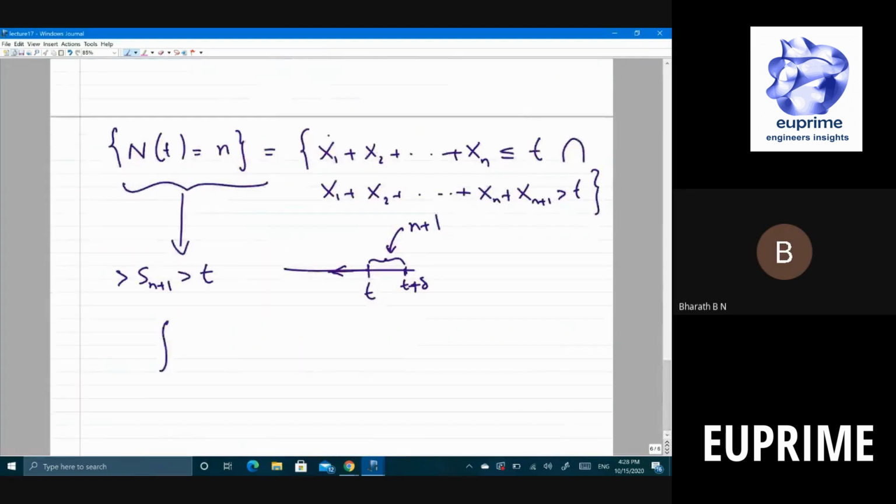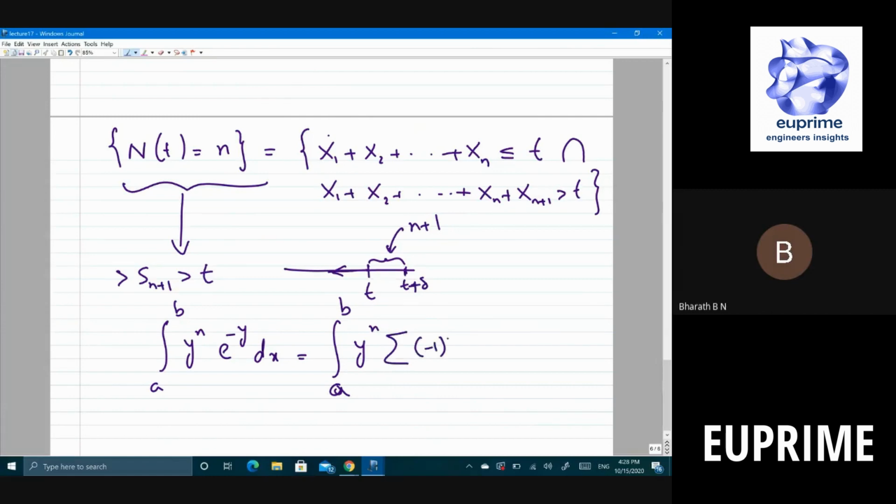Okay, let's try this. The integral from a to b of y power n e to the power minus y dy, right? I can write this as the integral from a to b of y power n times, for e power minus y, the summation over j equal to 0 to infinity of minus 1 power j, y power j by j factorial. Do you agree, Sumit? Yes, sir. Right, this is what we have. Okay, dy.